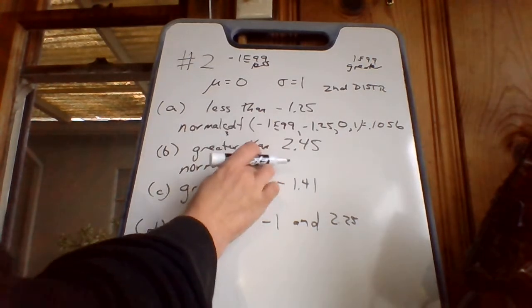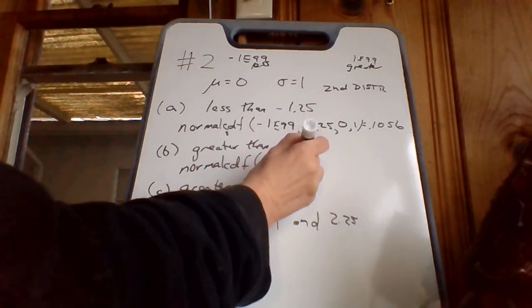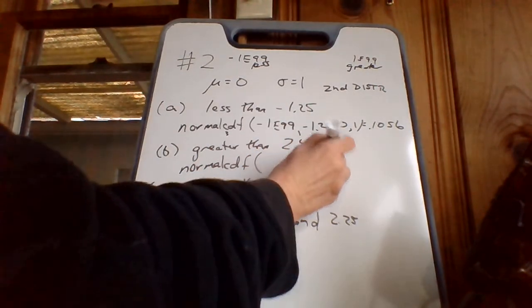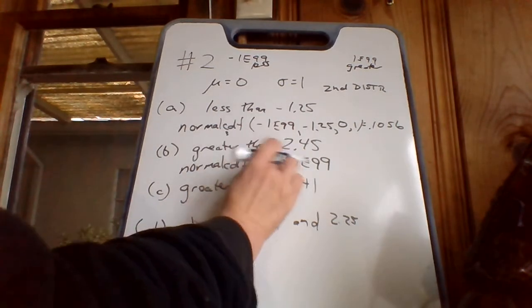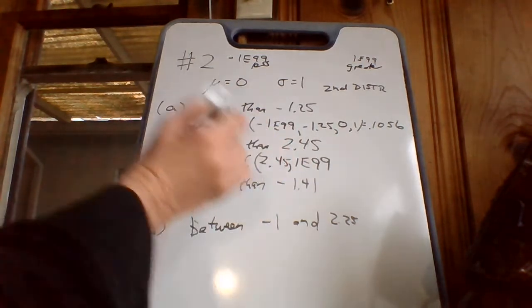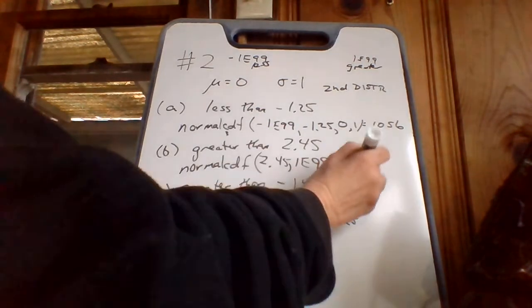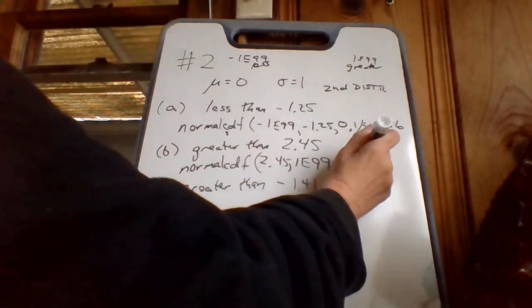Okay, now greater than. I better start looking at that pattern right there. That means that that 1e99 goes in on the right-hand side. And my number, 2.45, goes in here. And it's still in the section where it's 0 and 1. Put all that in, and I get 0.0071.